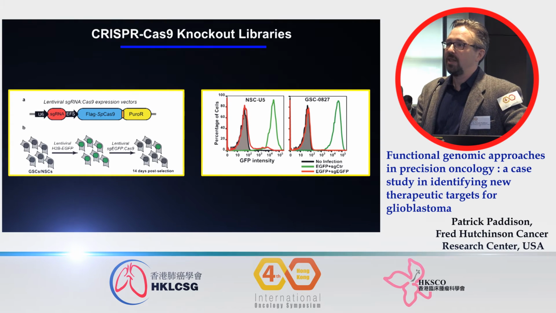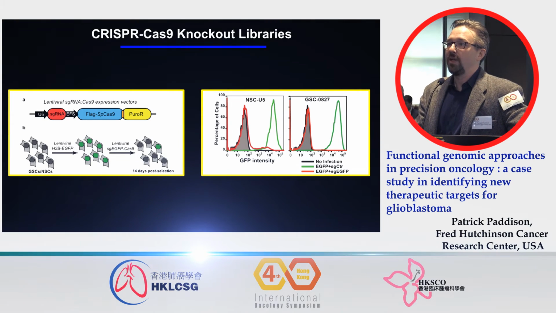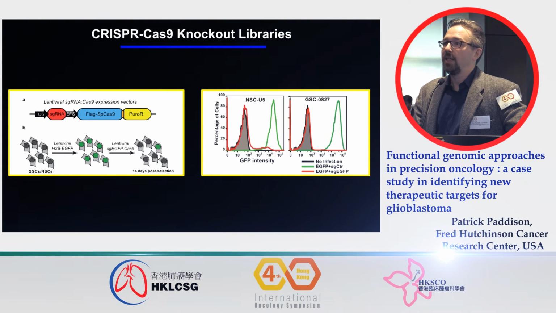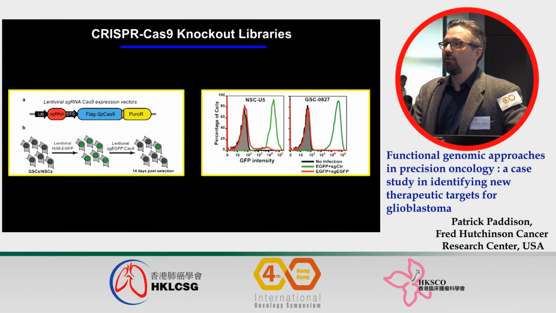What is the sort of the response window? In this case, we were simply targeting EGFP, a single integrated copy of EGFP in neural progenitors, our control cells, and also the GBM stem-like cells. And you can see here that the response is very dramatic. So these are the control cells that have high GFP, and then these are the ones in red that have the sgRNA.